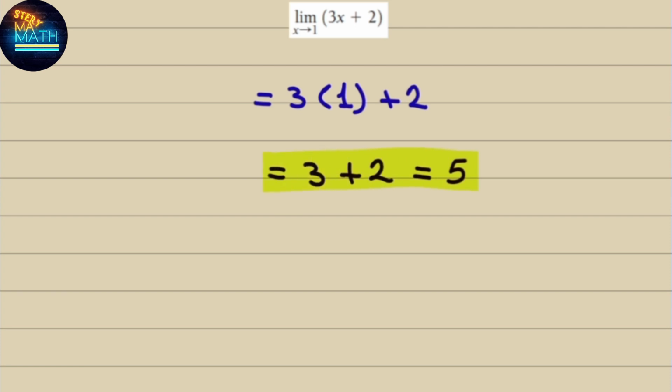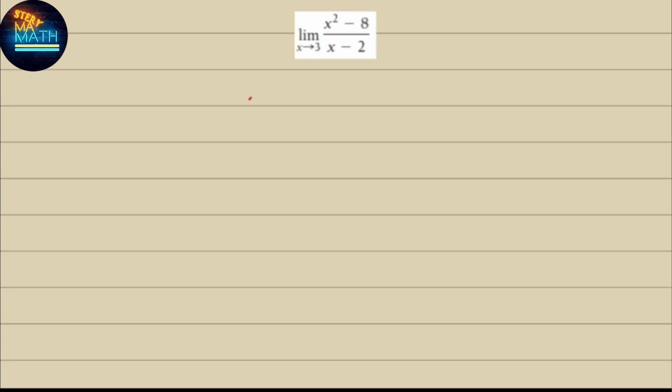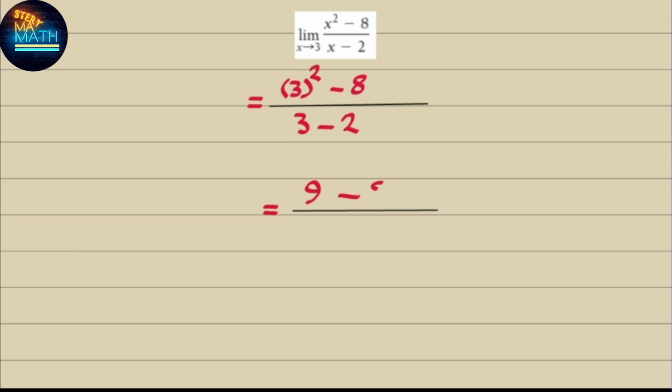And if the direct substitution doesn't work, we'll try to find another solution by factoring. In this example, find the limit as x approaches 3 of (x squared minus 8) divided by (x minus 2). Try the direct substitution: 3 to the power 2 minus 8 divided by 3 minus 2. 3 to the power 2 is 9, minus 8, divided by 3 minus 2, is equal to 1 divided by 1. So the answer is 1.